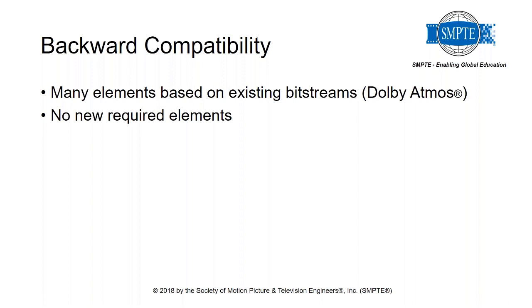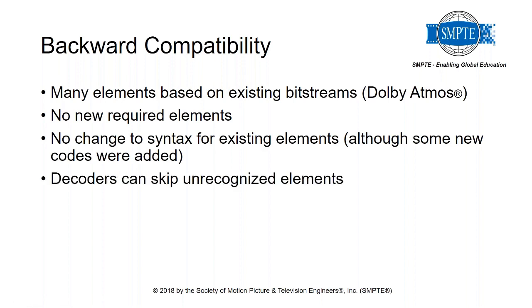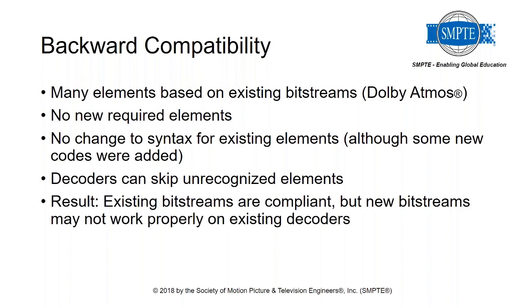So that put some constraints: we couldn't put any new required elements in, and no changes to syntax for existing elements. Although, as I mentioned, some new codes were added for more channels and more use cases. And then, as mentioned, decoders can skip unrecognized elements, so that does allow new elements to be added. But the result is that existing bitstreams are compliant, but new bitstreams may or may not work properly with existing decoders, depending on the use of these new elements.